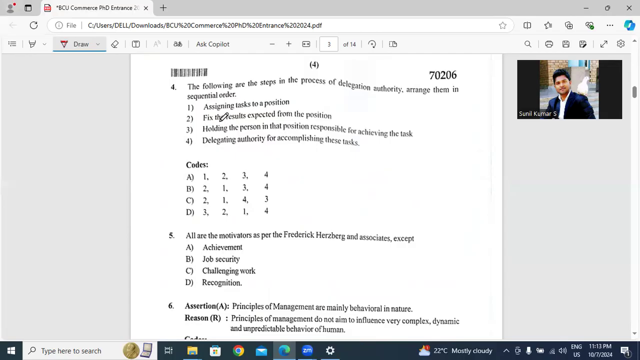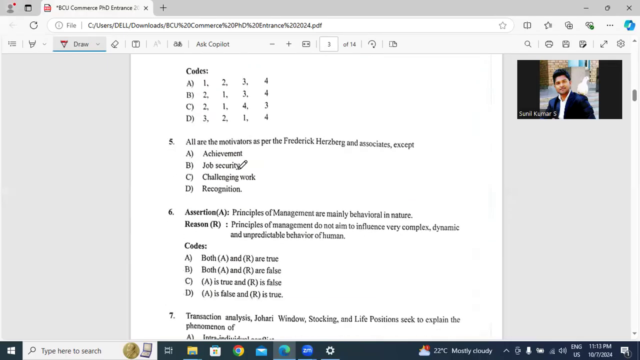Why? Because the first thing is to fix the results expected from the position. The second step is assigning the task to the position, the third step is delegating authority, and the fourth one is holding the person in that position responsible for achieving the task. This is the exact process of delegation.